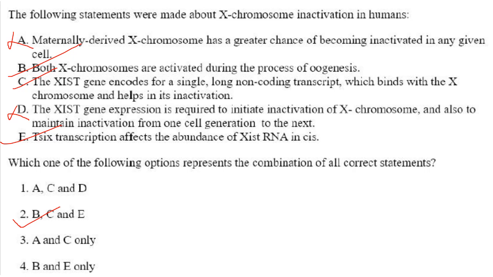TSIX transcription affects the abundance of XIST RNA in cis. TSIX is transcribed antisense to XIST, so it regulates XIST RNA expression. So E is also correct. So B, C, E are correct. So the answer is option 2.